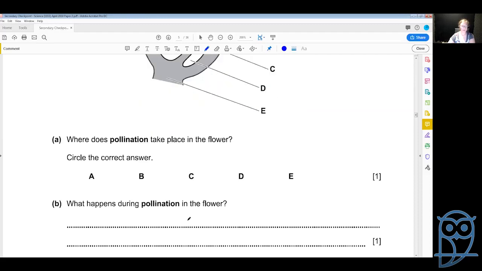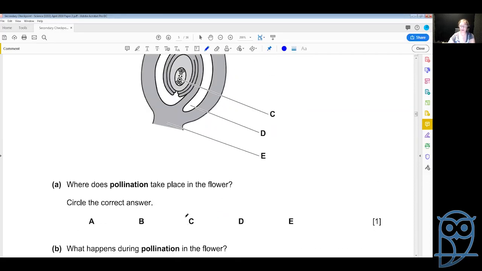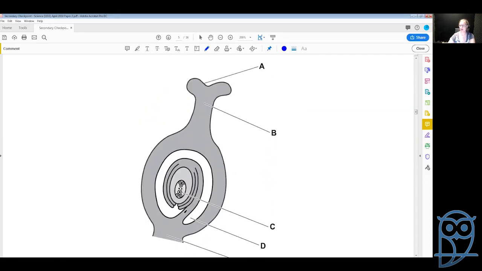So, where does pollination take place in the flower? Pollination is the moment when pollen from the male part of the flower sticks to the female part of the flower. So pollination takes place over here. Fertilization takes place in here. So this would be fertilization, number C.